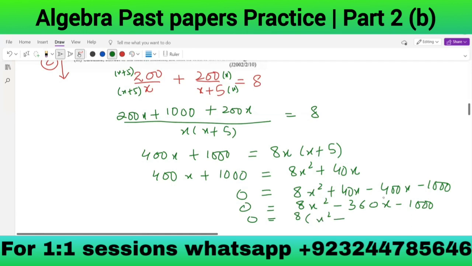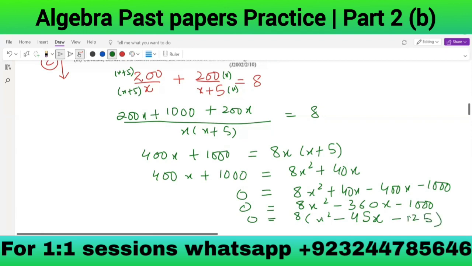Do we have 36 in the table of 8? 360 divided by 8. 45. 45, okay. Did you do the calculation? Yes, I did. Okay. So 1000 divided by 8. 125. Okay. If you can do the calculation side by side, it would be better.